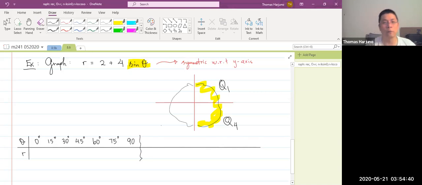And the one in quadrant 4: 270 degrees, 285 degrees, 300, I'm sorry, I think I made a mistake. Yes, it's 300, not 310. 300 degrees, 315 degrees, 330 degrees, 345 degrees, 360 degrees.